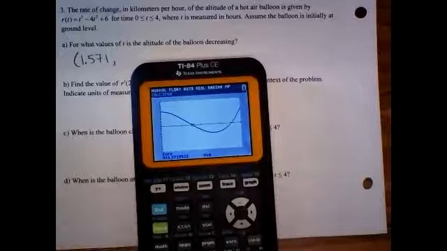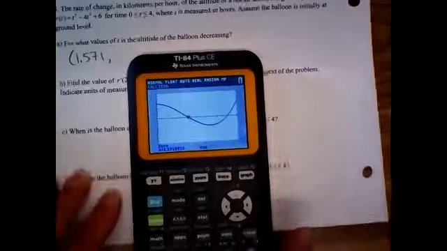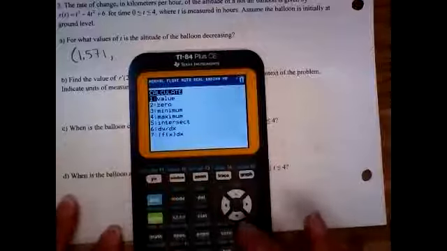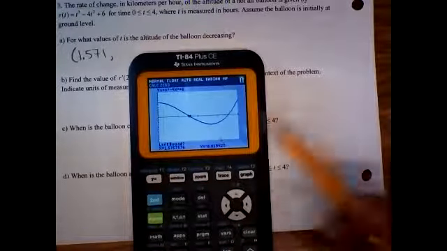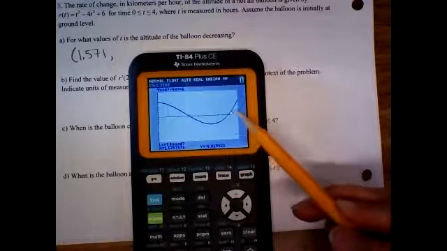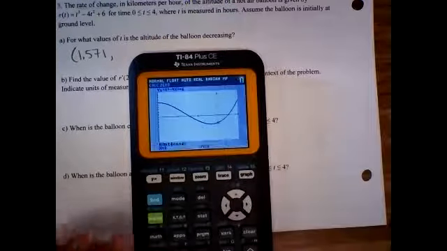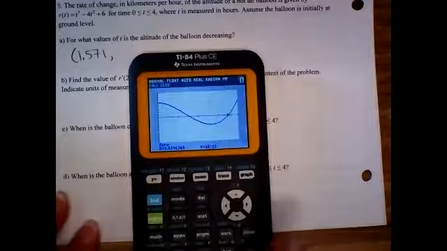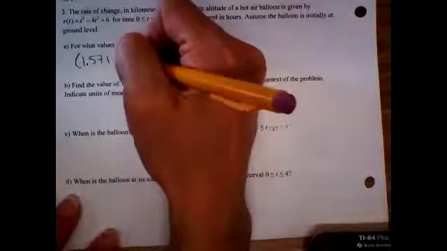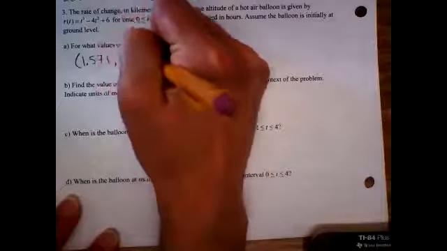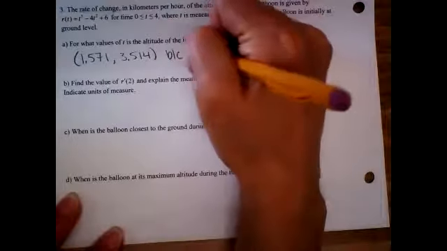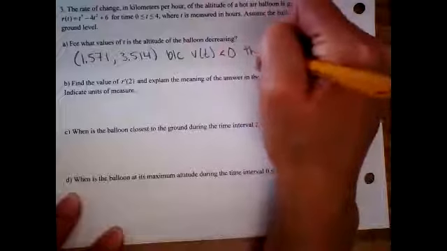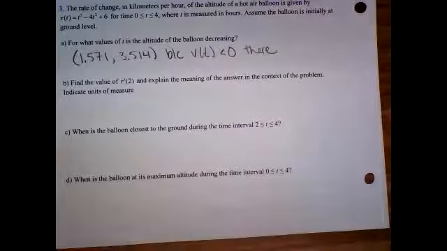So from 1.571 until, now we're going to do the same thing, calculate the other one. Second trace, zero. Now that one looks like it's in between what? 3 and 4. So left bound, 3, enter. Right bound, 4, enter. Guess, 3.5, enter. 3.514. Did it say justify? It didn't, but you know what? I'm going to do it anyway. From then to then, because velocity is negative there. You never know when they're going to ask you to justify, so I always like to throw that in.